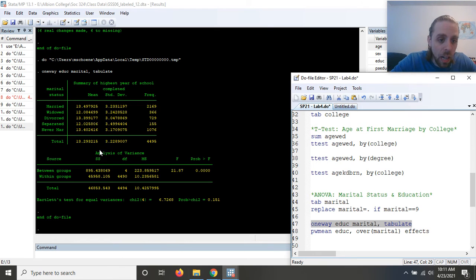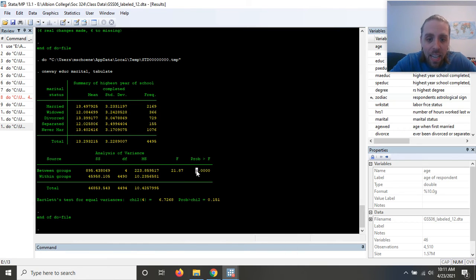Here's my, in this column, if you follow my mouse, that's my between group sum of squares and my within group sum of squares. Just to the right of that, I have my between groups degrees of freedom and my within group degrees of freedom. To the right of that, I have my mean squares, and then I have my F. So you see how everything kind of goes together here.